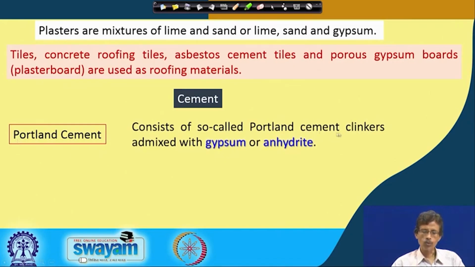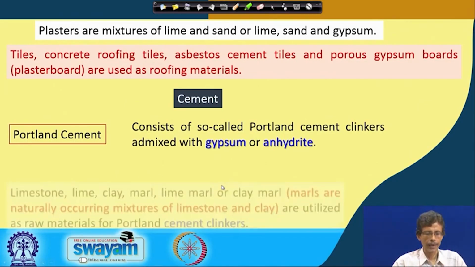So by doing so, we have to make the corresponding clinkers. Clinkers are nothing but a mixture. So this is basically a mixture consisting of so-called Portland cement clinkers admixed with gypsum. You have the basic ingredients of these cement clinkers, which can be mixed with gypsum, which is known as anhydrite, because this material will be only in the anhydrous form, and the anhydrous form will be converted to a solid, stone-like material when it absorbs moisture from the air.